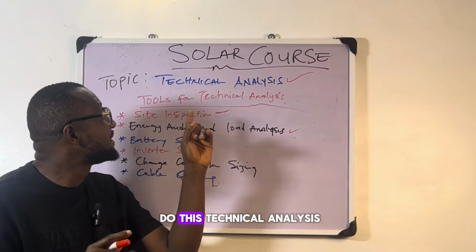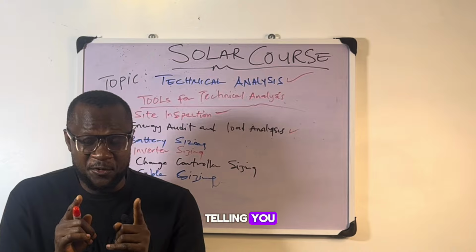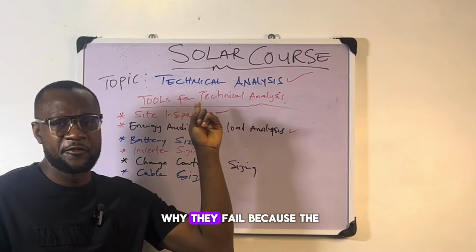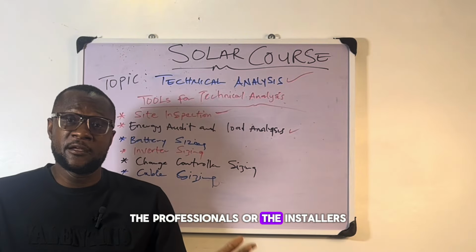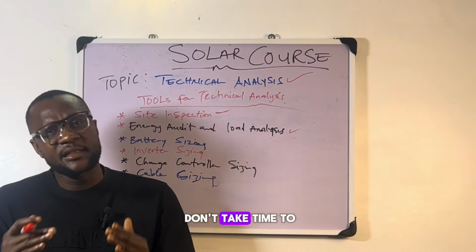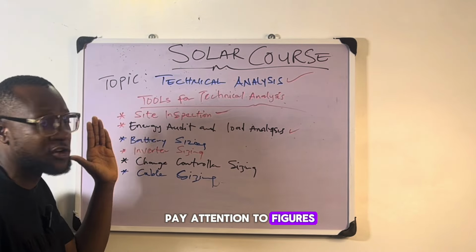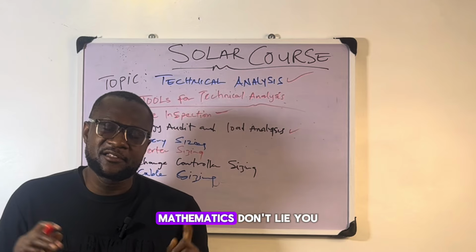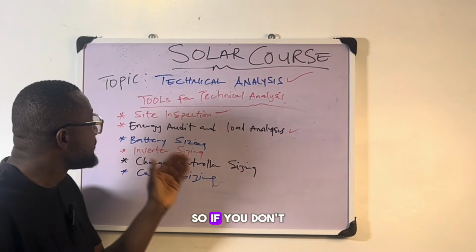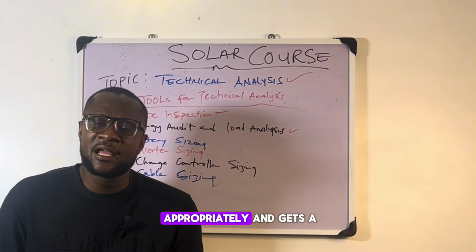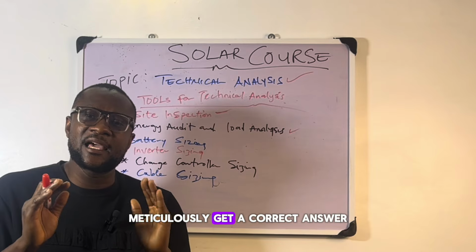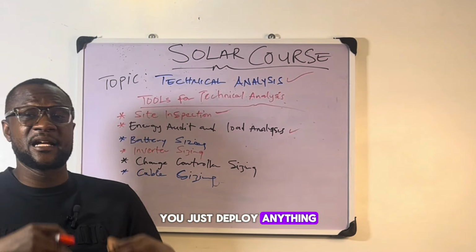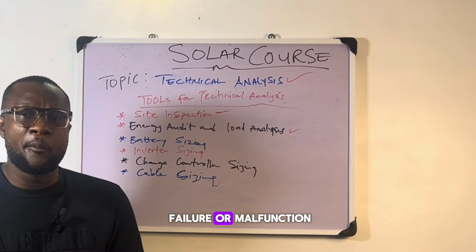If you fail to do this technical analysis in a solar system, I'm sure you've seen many houses burning. I'm sure you've seen a lot of failed projects. This is the reason why they fail, because the professionals or the installers or the people involved don't take time to pay attention to figures, and figures don't lie. They fail to pay attention to calculations. Calculations don't lie. Mathematics doesn't lie. You always arrive at an answer. So if you don't set down these calculations appropriately and meticulously to get a correct answer that will give you a solution for your solar system, and you just deploy anything at random, you may have system failure or malfunction.